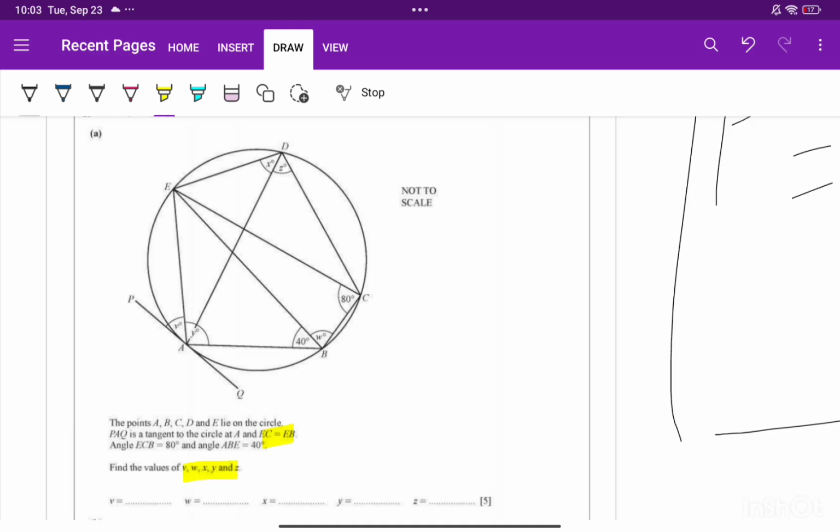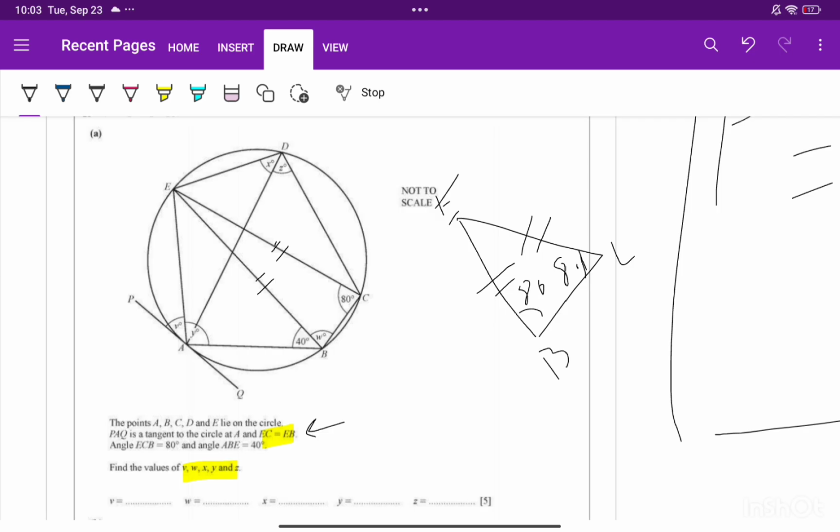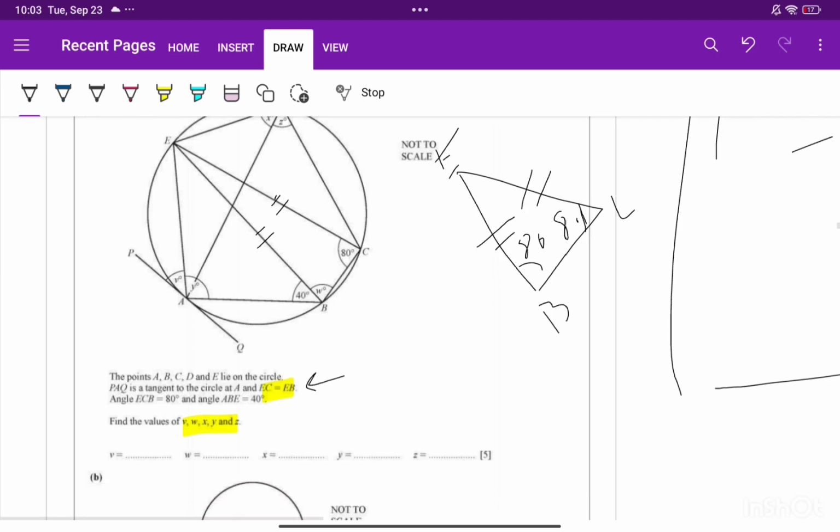Okay. So as the question is saying that EC is equal to EB. So EC is equal to EB. So this triangle EBC is becoming an isosceles triangle as these two sides are equal. So this ECB angle is 80. So CBE angle will also be 80 because of the isosceles triangle. So W will be 80.